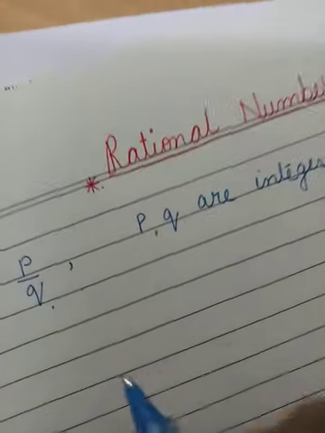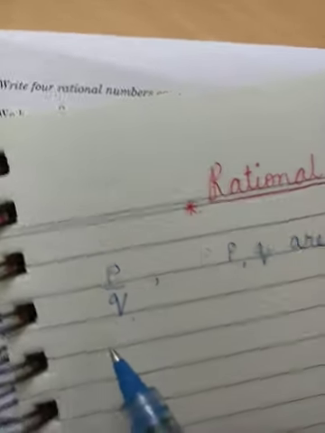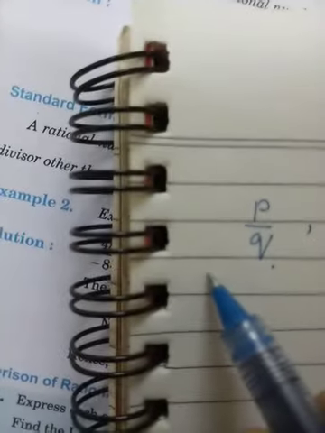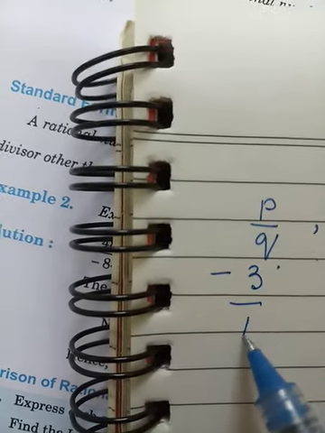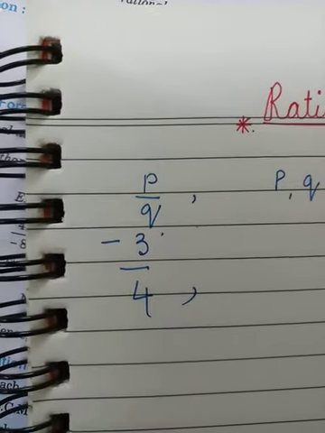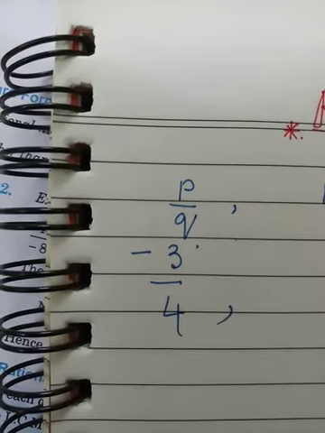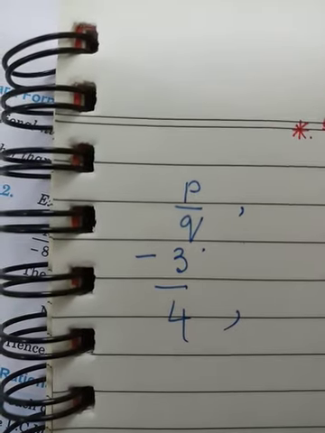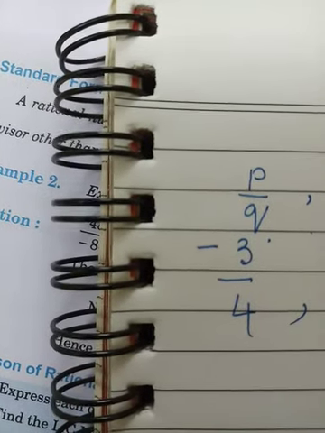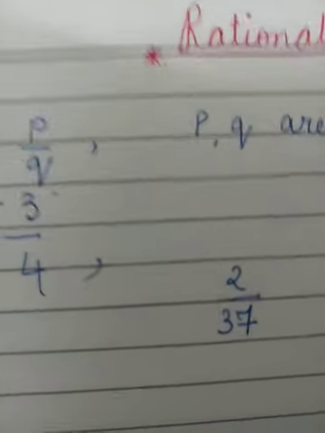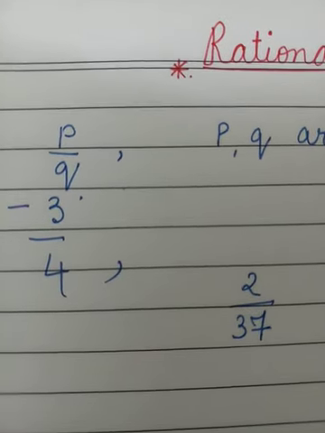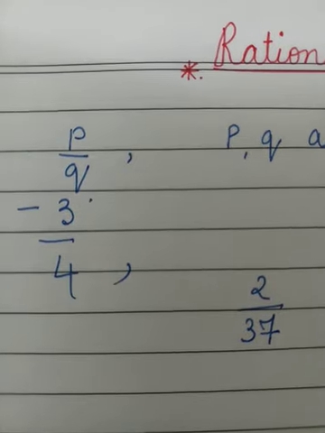So let's take a few examples of rational numbers. We can take minus 3 by 4. Minus 3 is an integer, as well as 4 is also an integer. Then I take 2 upon 37. 2 is an integer, 37 is also an integer, therefore it is a rational number.